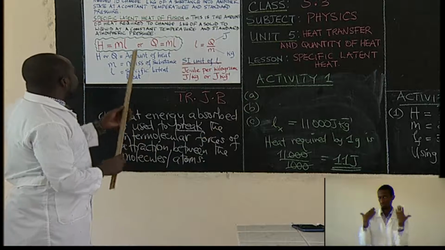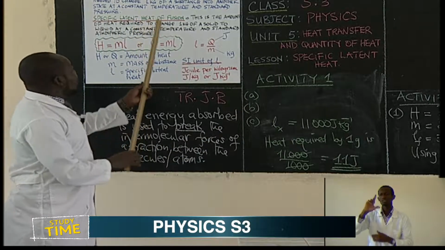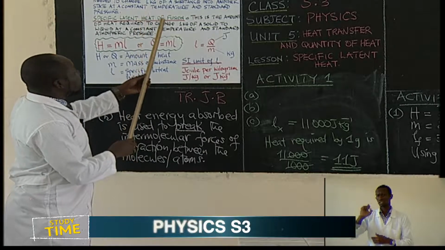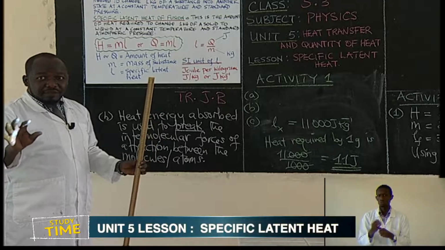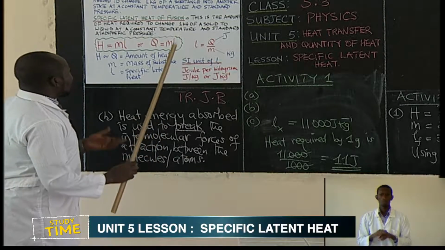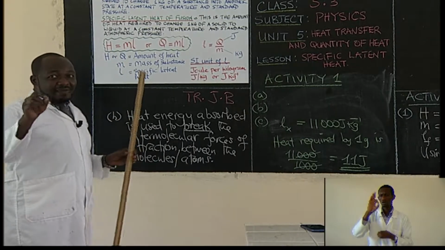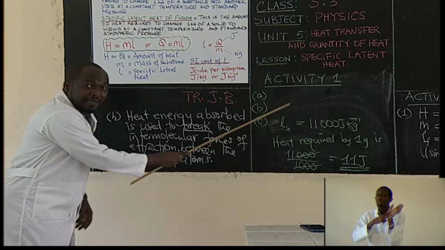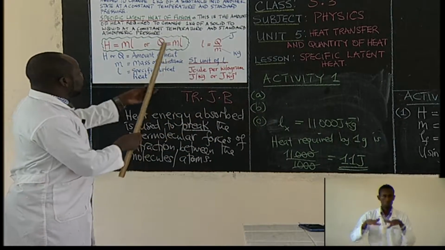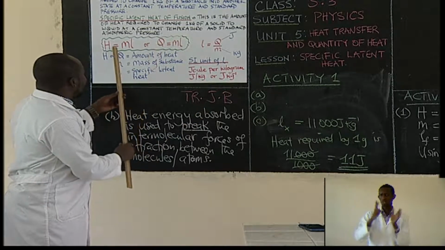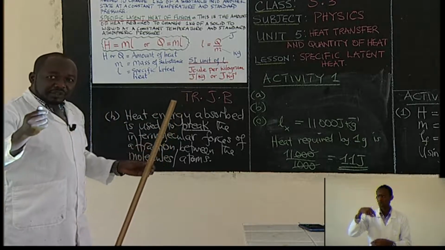If you remember, specific latent heat is here. We defined it. And we can tell specific latent heat of fusion, specific latent heat of vaporization, just depending on the process of change of state. And also, we were able to derive the formula, H equals ml. Do you remember we derived it here? H equals ml. We also said we can say Q is equal to ml, because Q and H both refer to the amount of heat, which is in joules.